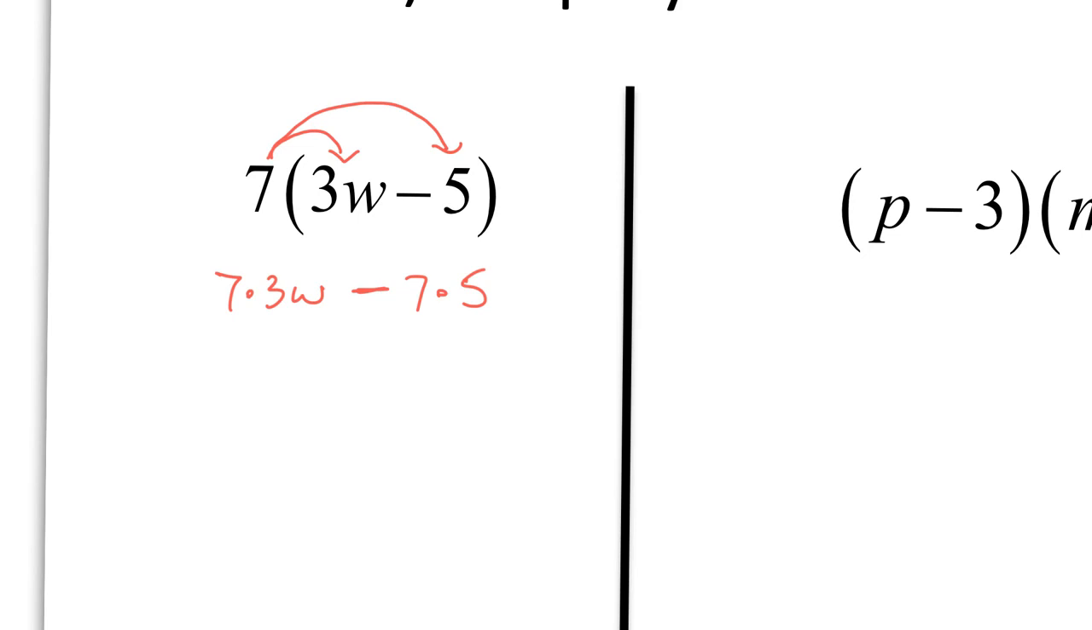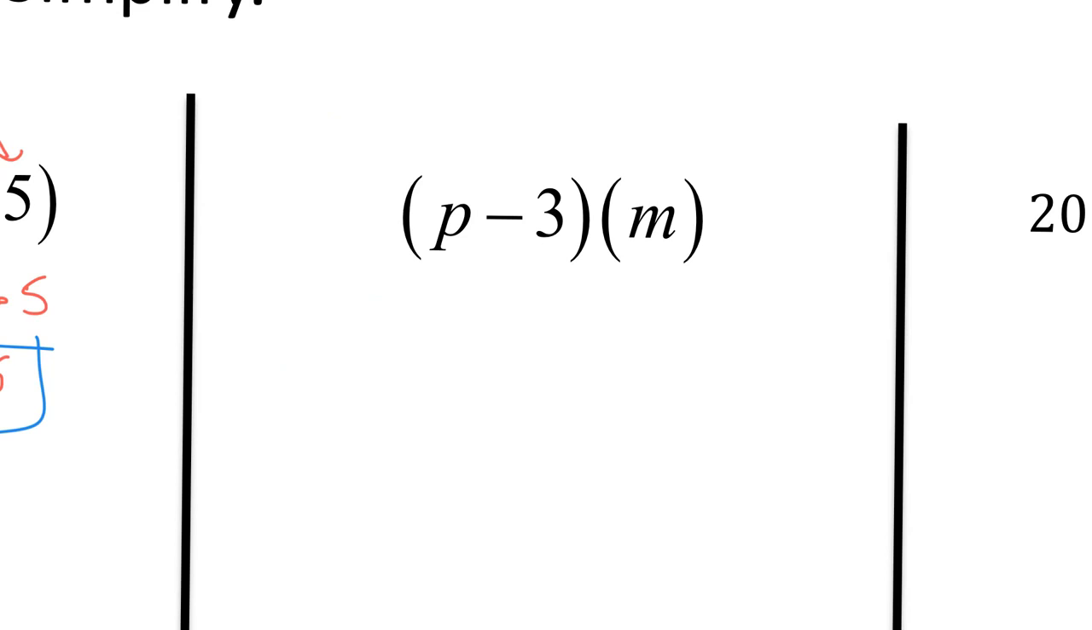Now, when you multiply 7 times 3w, you just multiply the coefficients, the numbers. 7 times 3, that's 21, and you keep the variable, w, 21w. Minus 7 times 5 is 35. Those two are not like terms because 35 doesn't have a w. This number has a w, so they're not like terms. So our answer is right here.